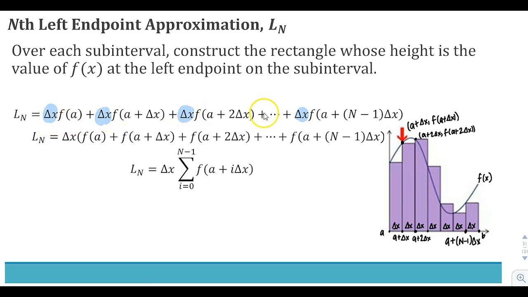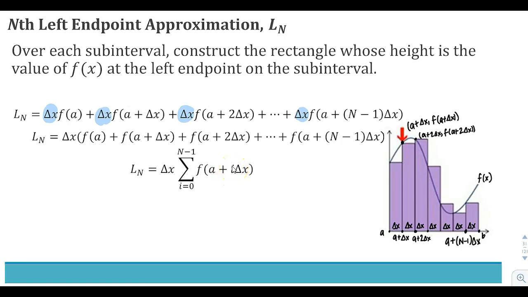Now, since all of these have delta x in common, we can factor it out, which we did on a few of our examples. So delta x is pulled outside, and then we have left just the heights added together. Whenever we're adding a bunch of terms together in this type of pattern, we can use summation notation. The delta x that has been factored out is written in the front, and the function values inside the summation are f of a plus i delta x. So i is the indexing variable, that's what's changing.